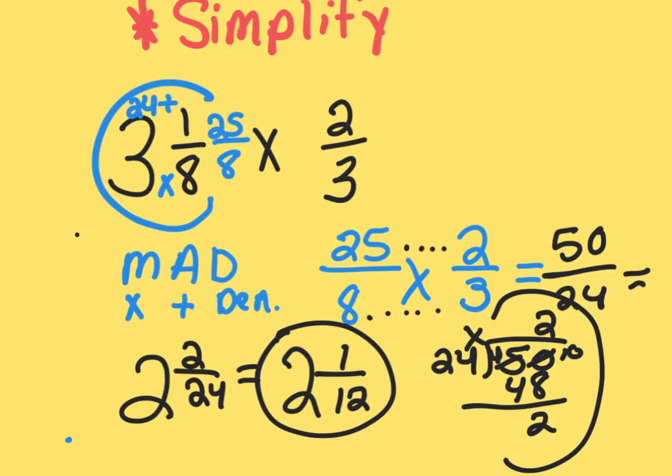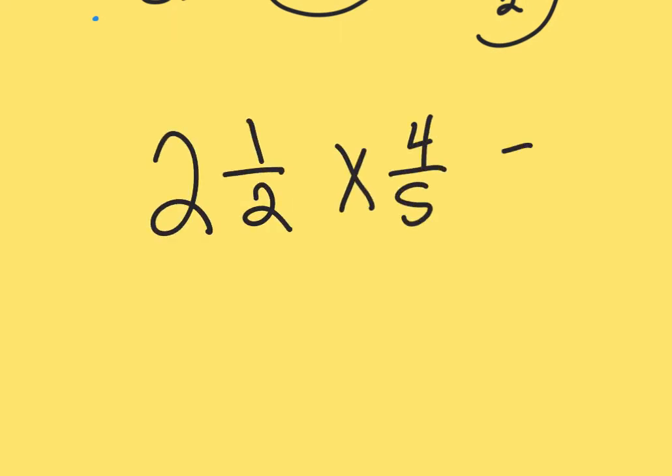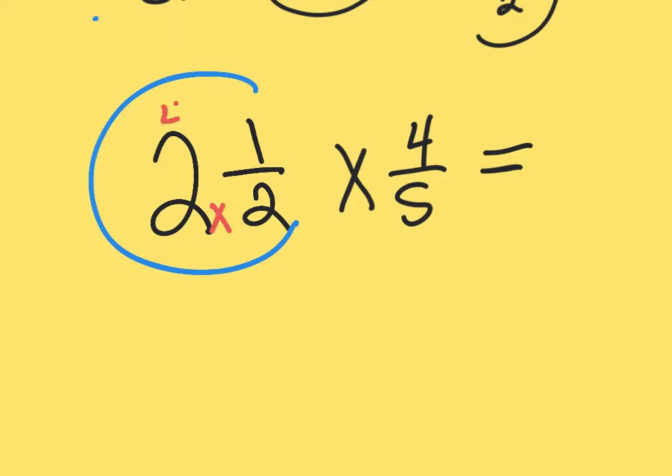Let's try another one. 2 1/2 times 4/5 equals. The first thing that I notice is I have a mixed number. So I cannot multiply until I convert that mixed number into an improper fraction. 2 times 2 is 4. 4 plus 1 is 5. And I write it all over the denominator I started with, which was a 2.